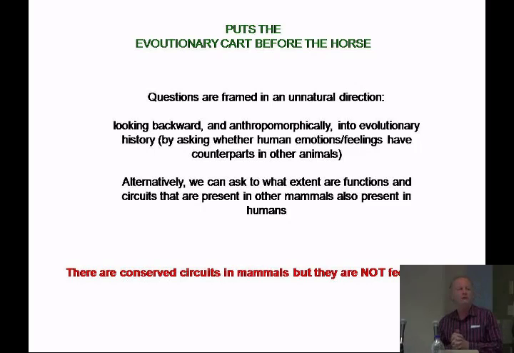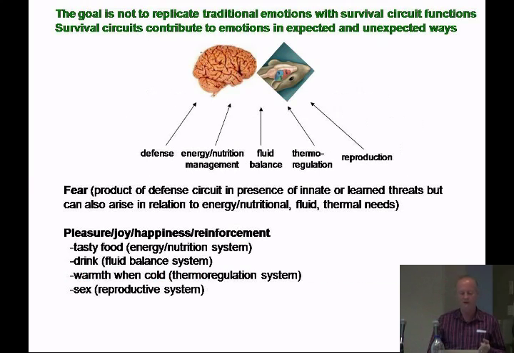So I think this point of view where feelings are the driving force of behavior, and that we can use behavior to find feeling systems in the brain, really puts the cart before the horse in evolutionary terms. So it frames the question in an unnatural direction. It's looking backwards and anthropomorphically into evolutionary history by asking whether human emotions, feelings, have counterparts in animals, when what we should be asking is, to what extent are functions and circuits that are present in other animals also present in humans, and if so, what do they contribute to our brains? So there are conserved circuits, but they're not feeling circuits. They're these survival circuits.